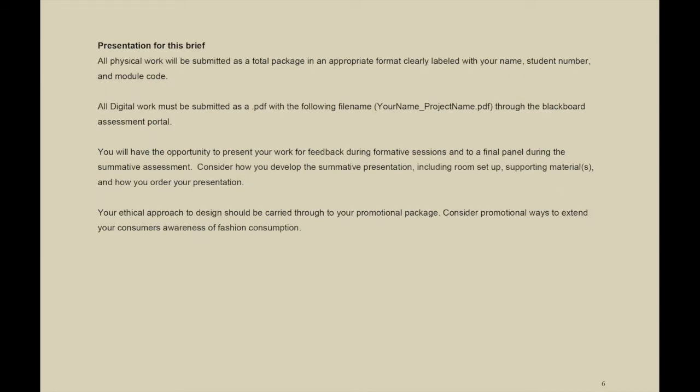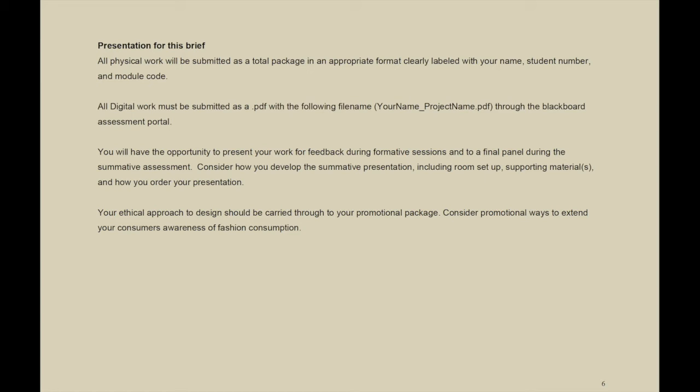All physical work will be submitted as a total package in an appropriate format clearly labelled with your name, student number, and module code. Okay, very important. I would suggest a hanger with your name, student number on it, and a garment bag with your name and student number on it. And obviously any physical book you hand in will have the same thing. All digital work must be submitted as a PDF with the following file name: your name, project name, PDF, through the Blackboard Assessment Portal. Take the time to make sure that your work has been uploaded, and obviously under 100 megabytes so that it's easy to upload.